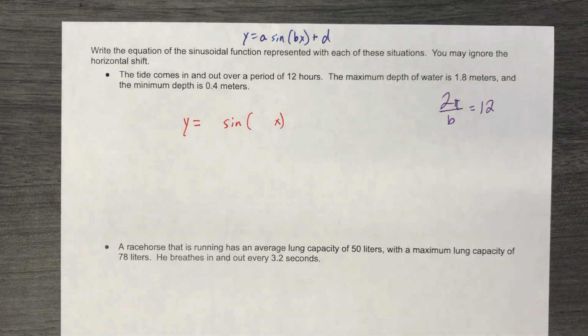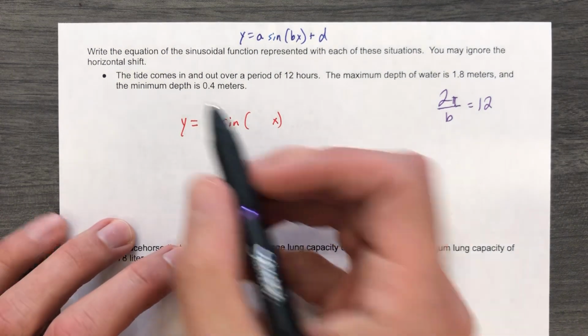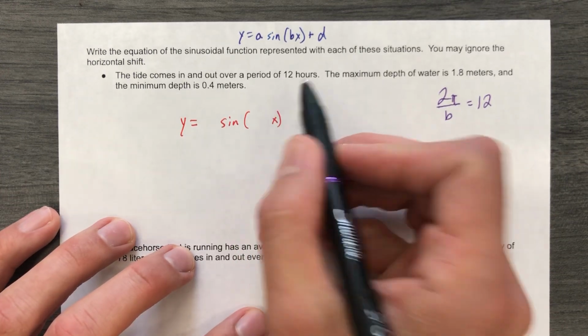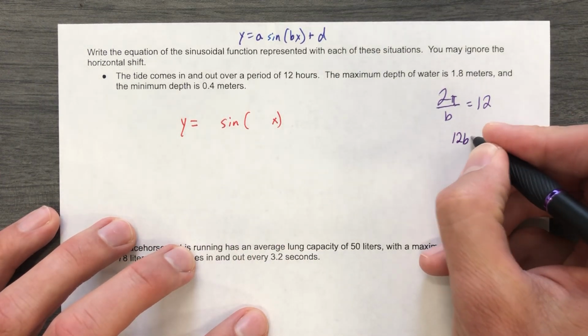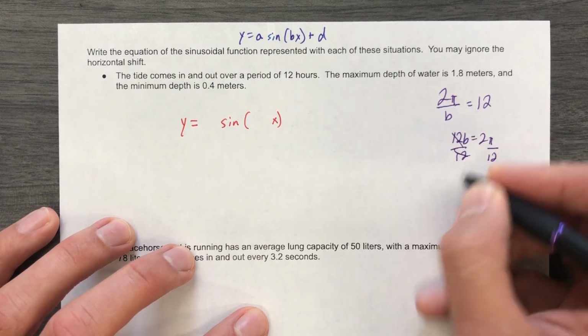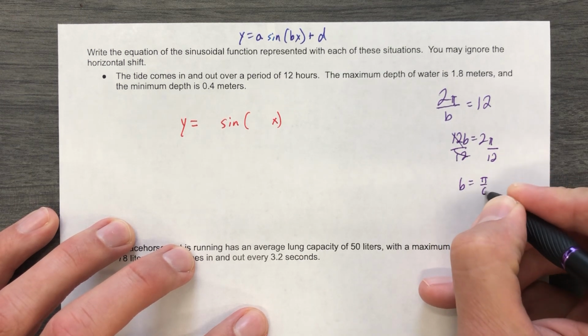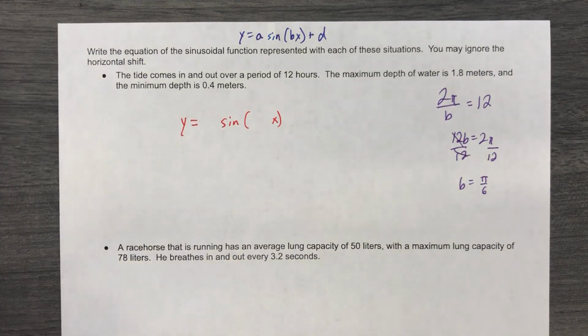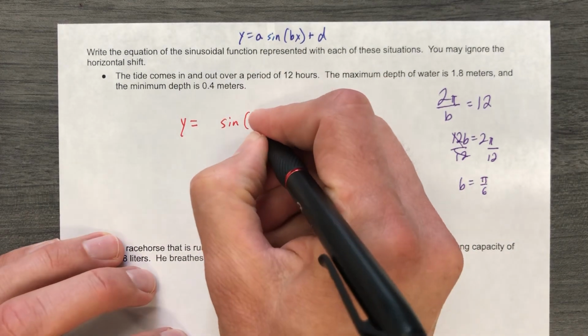Now, we're not going to consistently find A first, then B, then D, or B, then A, then D. We're just going to find whatever they throw at us. I think the first sentence does give some really valuable information away, though. So 12B equals 2 pi. We'll divide by 12, and B equals pi over 6. Okay, good to know. We now know what B is.